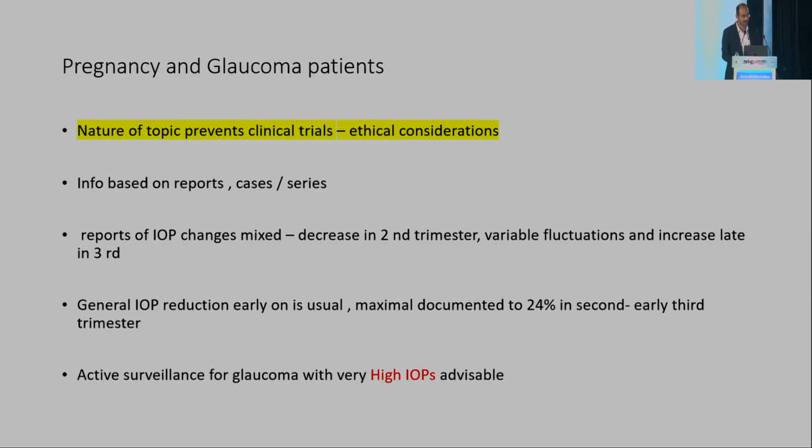So all the information that is available to us is available in reports and case series. The reports of IOP changes are mixed, with a decrease in the second trimester being the commonest, and variable fluctuations with some increases in the third trimester that have been noted. General IOP reduction early on is usual, and the maximum documented is around 24% in the late second and early third trimester. So active surveillance for all glaucoma with very high IOP is very advisable because these are the patients who will progress.